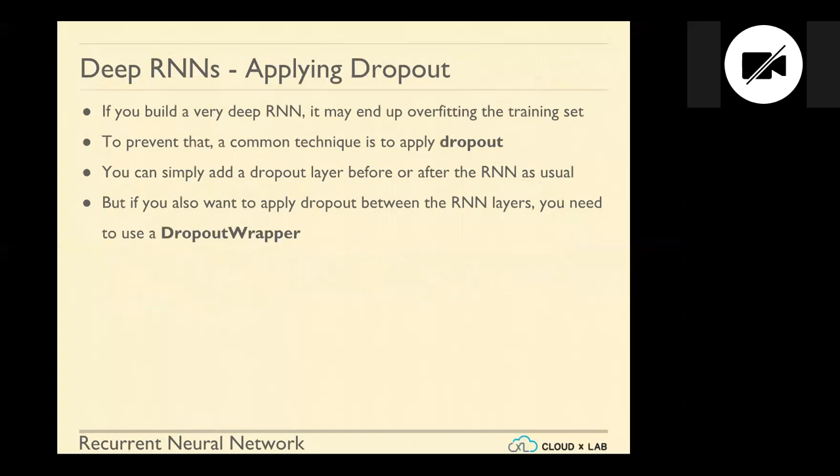All right, so if we build a very deep RNN, it may end up overfitting the training set. Again, to prevent the overfitting, the most common technique is called dropout. You can simply add a dropout layer before or after the RNN as usual, but if you also want to apply dropout between RNN layers, you can use a dropout wrapper, a dropout wrapper around the basic cell.